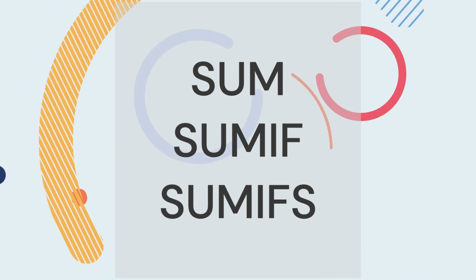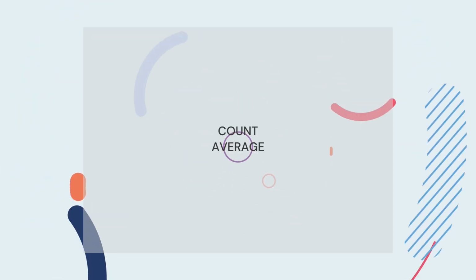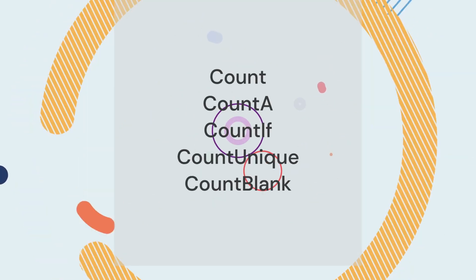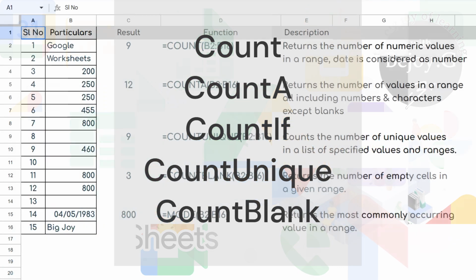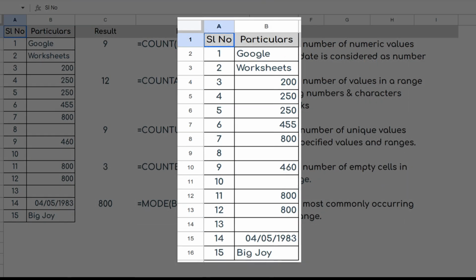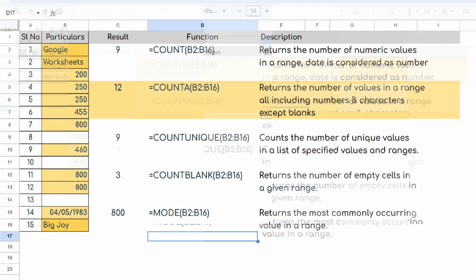Similar to the sum function that we saw in the last session, there are few other functions like the count and the average functions. Here, we will see how the count function works. See the function results with the data in the left side table. Count function returns the number of numeric values in a range. The date is also considered as number.